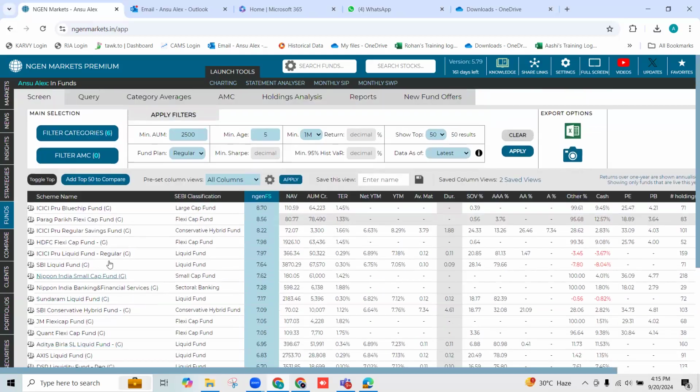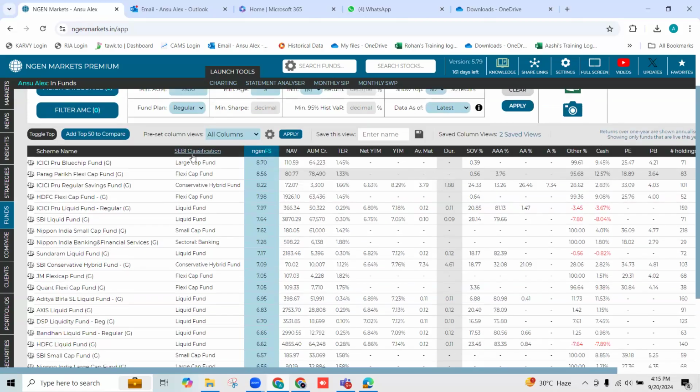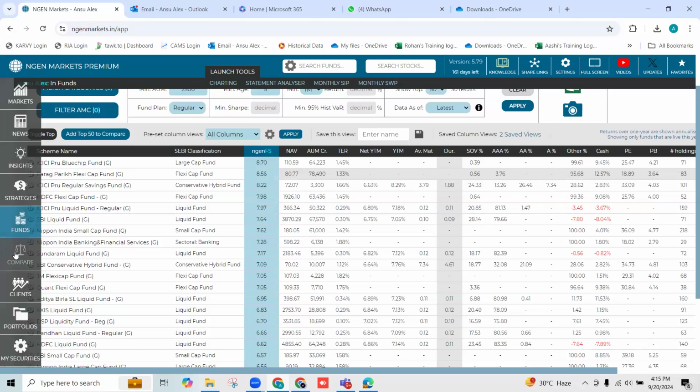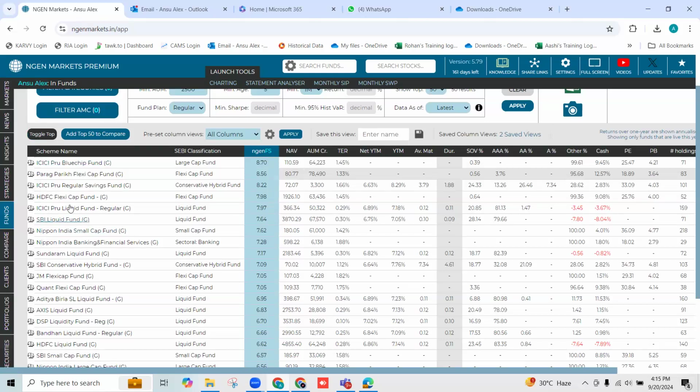Now I have list of all these 6 category funds, which has been filtered based on its AUM and based on its age. Now what you could do is take the best performing fund based on its NGEN Fund Score to the compare section. Now how could you do that is you simply click on this compare icon. Now, how do you arrange these funds based on this fund score? You could anytime click on this column heading. Now, these funds that you're seeing are currently arranged on the basis of NGEN Fund Score.